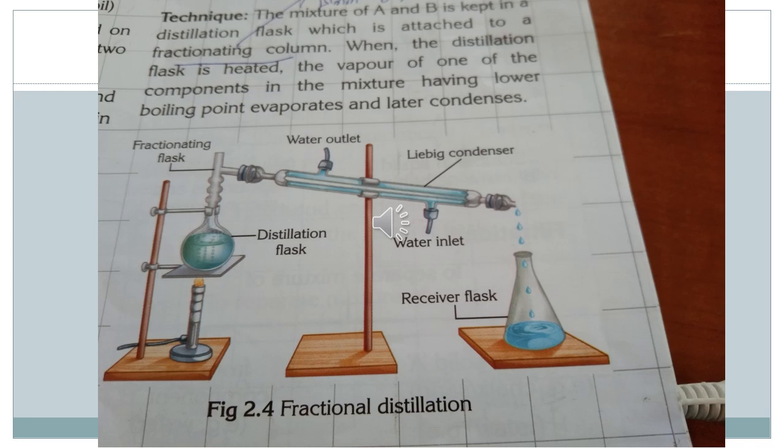This method is based on the principle that different liquids have different boiling points, but the separating funnel is based on the difference in the density of the liquids. Yes, children, but here different liquids have different boiling points. So if they have different boiling points, they should have different condensation points also.